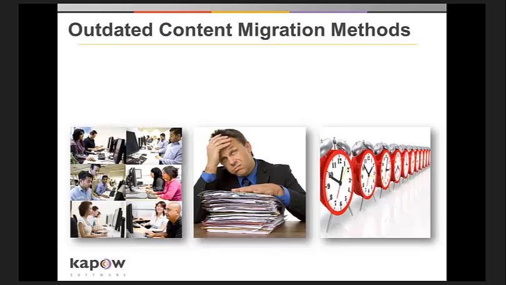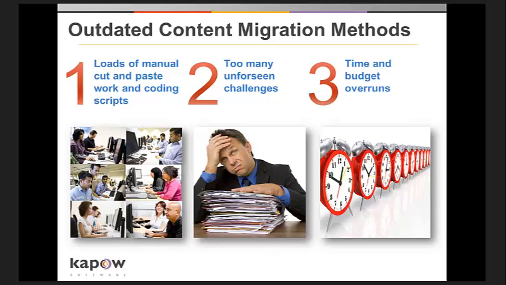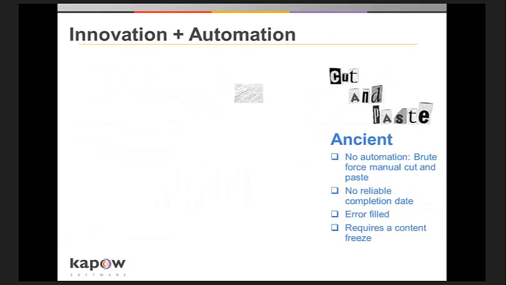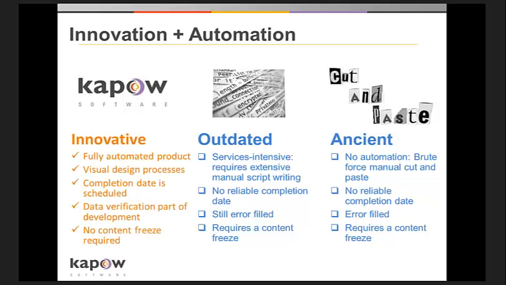seamless design process here. So at the end of the day, if you're migrating from Vignette, Interwoven, a source of static content, or any source outside of SharePoint into SharePoint, you are either going to be manually copying and pasting, writing a lot of code, or using Kapow. We'd certainly argue that the first two approaches are quite outdated. There are going to be a lot of unforeseen challenges and a lot of manual process, and talk to Forrester, talk to Gartner, 90% of the time it's going to go over time and over budget. The first two approaches are very service intensive. You're not going to have any reliable completion dates, and there will be lots of errors and content freeze. Kapow addresses all of those, as we'll demonstrate here.